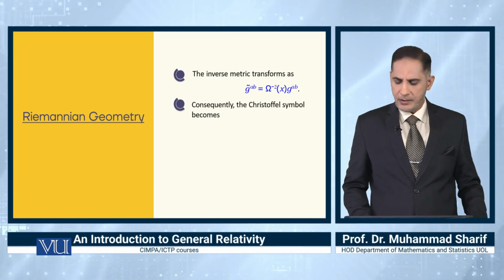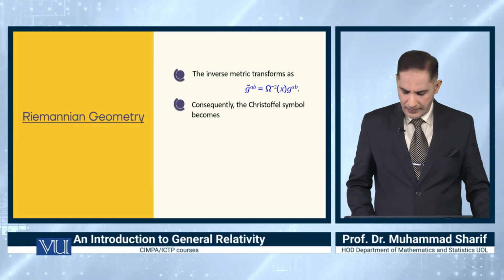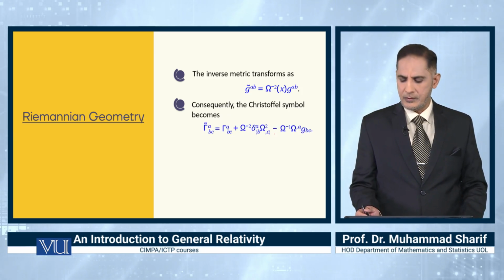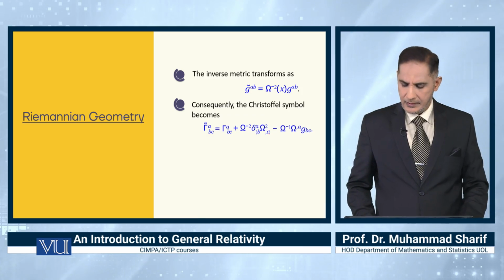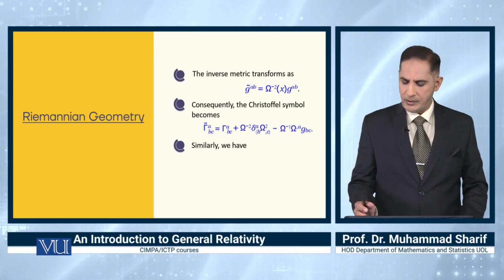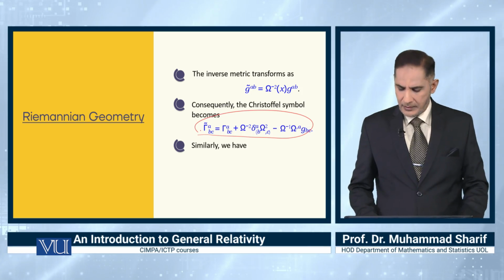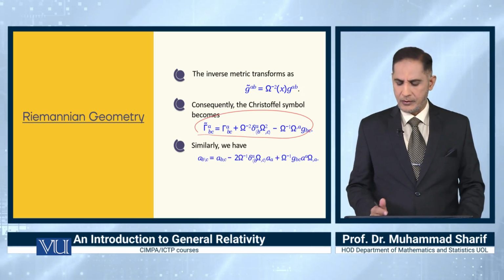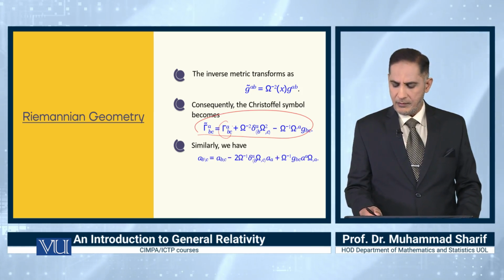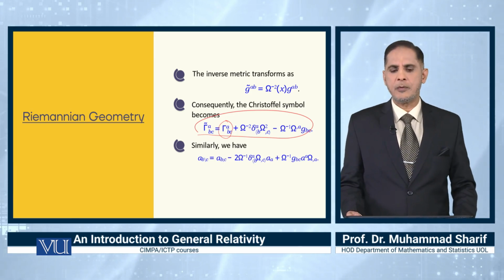Consequently, the Christoffel symbols will be changed, and here I would like to show this transformation, how this comes out. Similarly, I will give the details of this, because this is very important. We can extend the idea to the covariant derivative. You can see here this remains the same, but these are the extra terms, and obviously if omega is 0, then these extra terms will be 0.